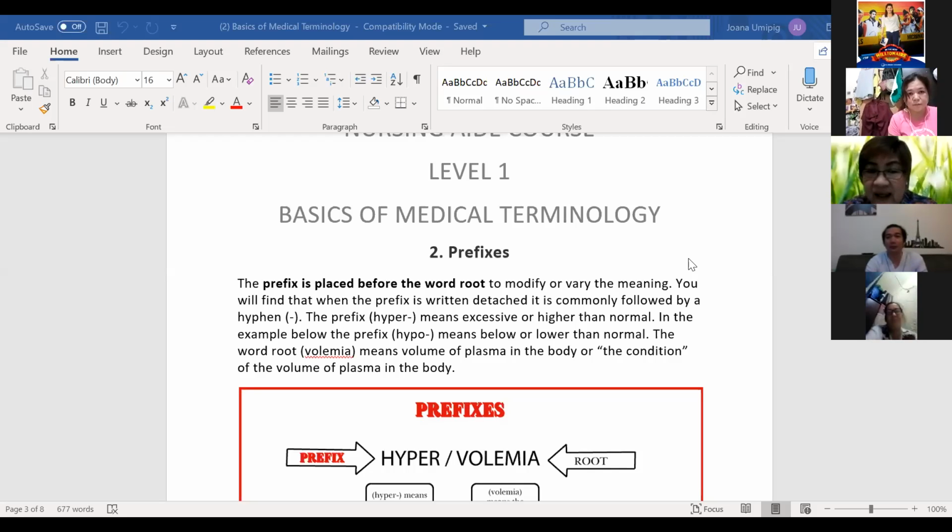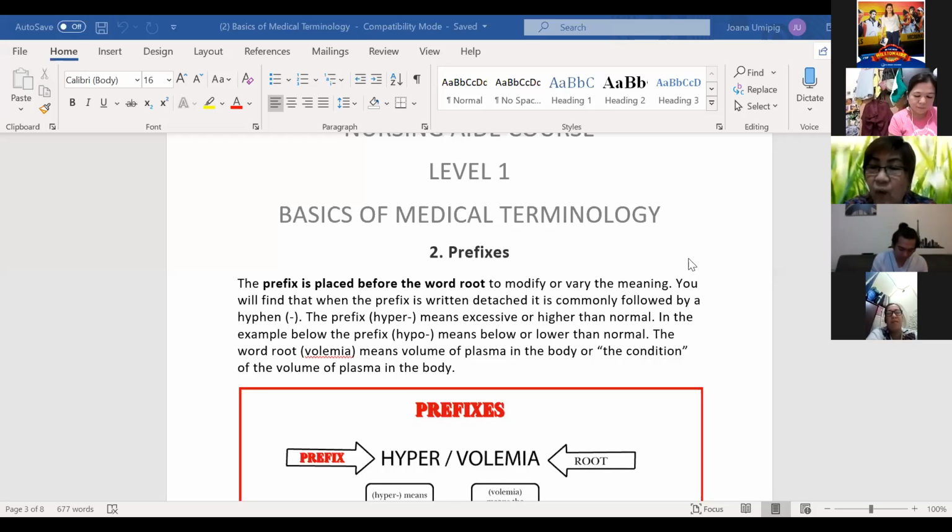So you will find that when the prefix is written detached, it is commonly followed by a hyphen. You know what a hyphen is, right? In between the two words, it connects the two words. So the prefix hyper means excessive or higher or more than the normal. In the example below, the prefix hypo with the hyphen means below or lower than normal.